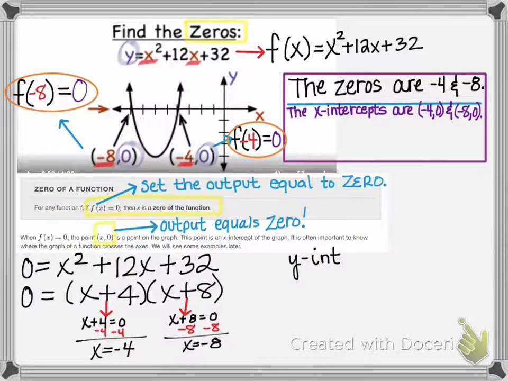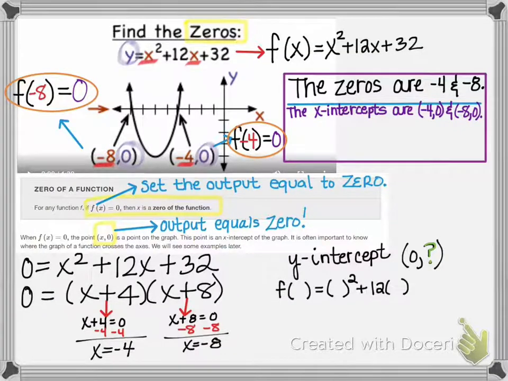Now, while we're finding intercepts, we don't want to forget about the y-intercept. But remember, in a y-intercept, we are trying to find the output value that is produced when the input value is 0. Remember, a y-intercept is a point on your y-axis. So if you are an ordered pair sitting on your y-axis, your x value, or your input value, must be 0. So to find the y-intercept, we just want to find f of 0.